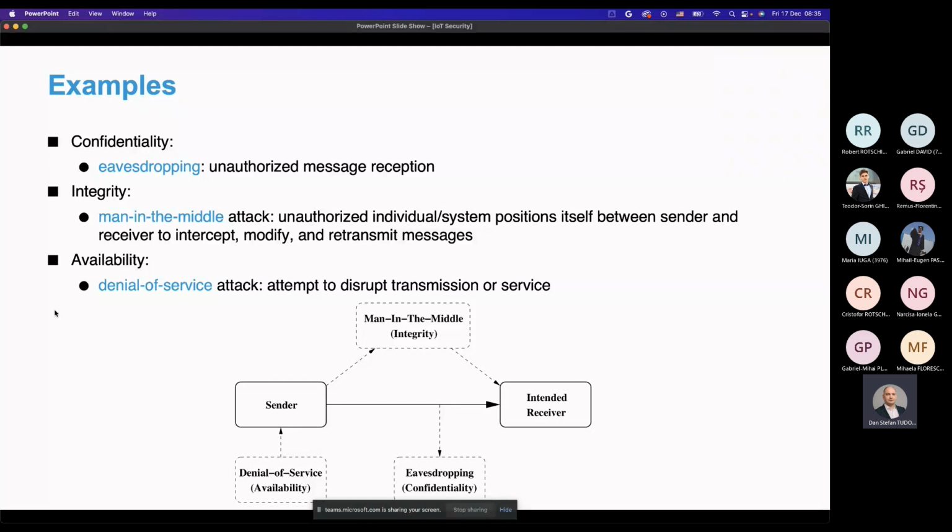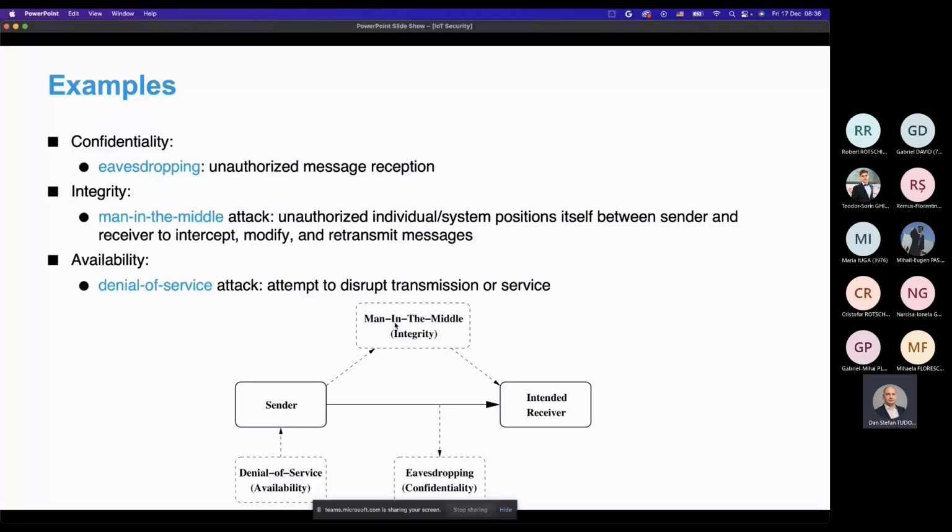An issue of integrity might be a man-in-the-middle attack, which refers to a situation where an unauthorized individual or system positions itself between the sender and the receiver. The sender's messages usually are being intercepted, modified, and then retransmitted to the receiver. So between the sender and the receiver, you have a third party which actually processes the messages and tampers with them in such a way that the receiver will get the corrupted version of the messages, if any messages at all. Anyway, it can easily disturb entirely the traffic of messages in the network.